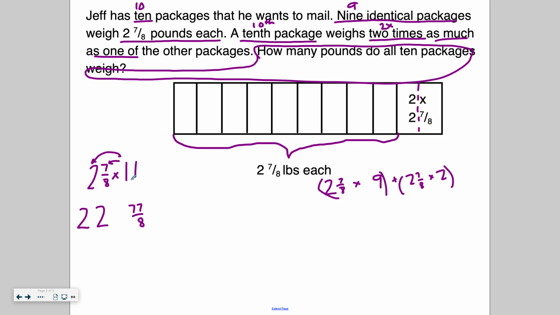So just to clarify, again, I did 11 times 2 first, and I got 22. Then I did 11 times 7/8, and I got 77/8 because 11 times 7 is 77. And then I keep my denominator. I'm only multiplying the numerator and the whole number.